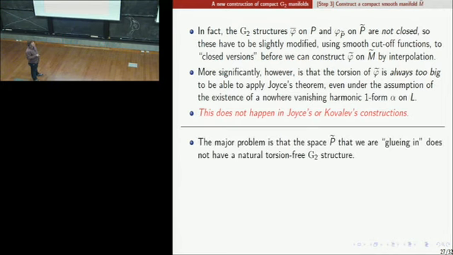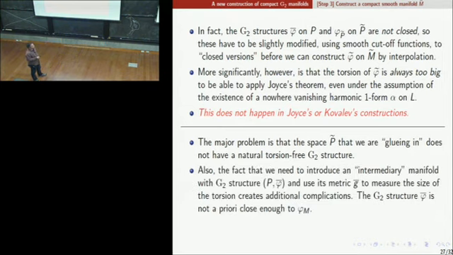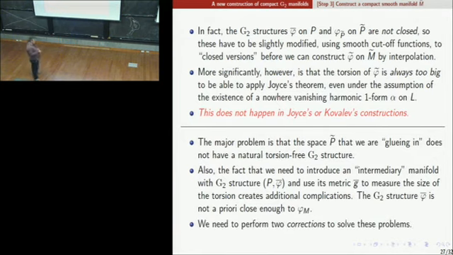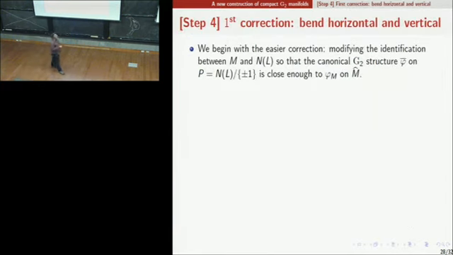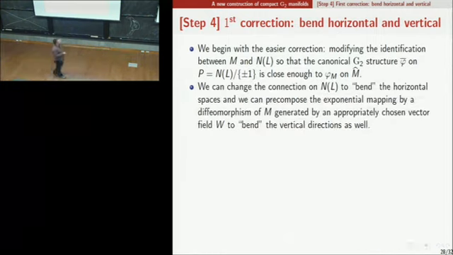So the problem is that this bundle of Gibbons-Hawking spaces doesn't have a natural torsion-free G2 structure. And there's this intermediary manifold, and even on this intermediary piece, the one in the middle, the torsion there is still a bit big. So you have to do 2 corrections, and I'm going to whiz through these because you can see them on the website, because I'm out of time.